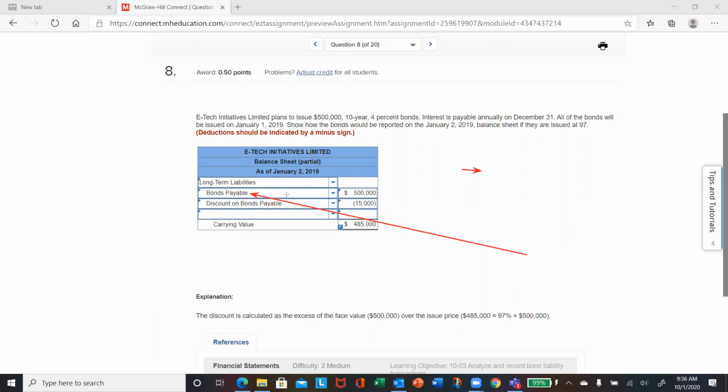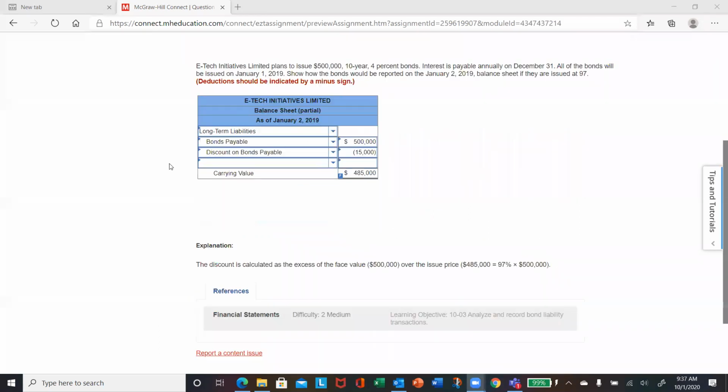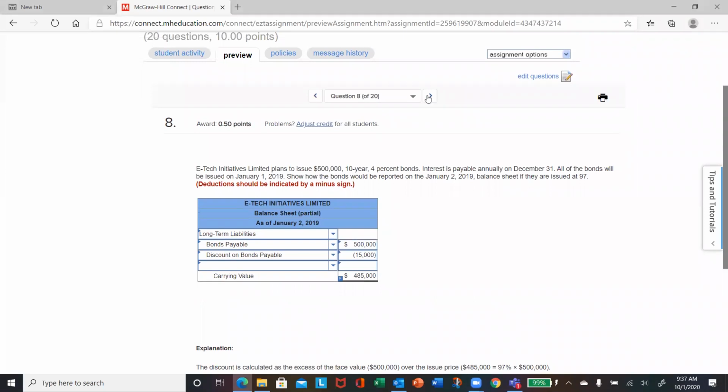Notice the bonds payable always shows up as the face amount no matter what. So the way it's presented on the balance sheet is the face amount of the bonds minus the discount, which is 15,000. Again, 3% of 500,000 is 15,000. So the carrying value to start on January 2nd initially would be $485,000. Okay, that's number 8.